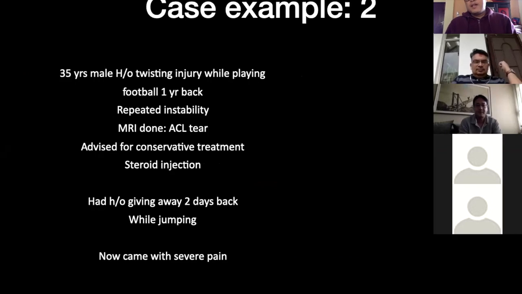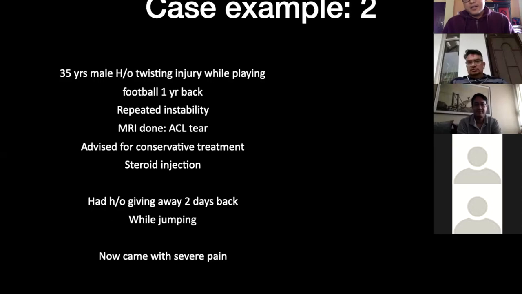A 35-year-old male had a history of twisting injury while playing football 1 year back. He had repeated instability. An MRI was done at some point and diagnosed as an ACL tear. He consulted an orthopedic surgeon and was advised conservative treatment. The bad thing is he had a steroid injection as well. Two days back he again had giving way while jumping, playing volleyball, and now he came to you with severe pain.